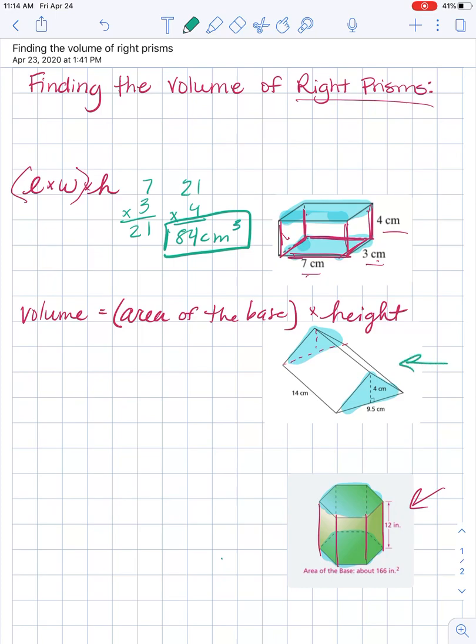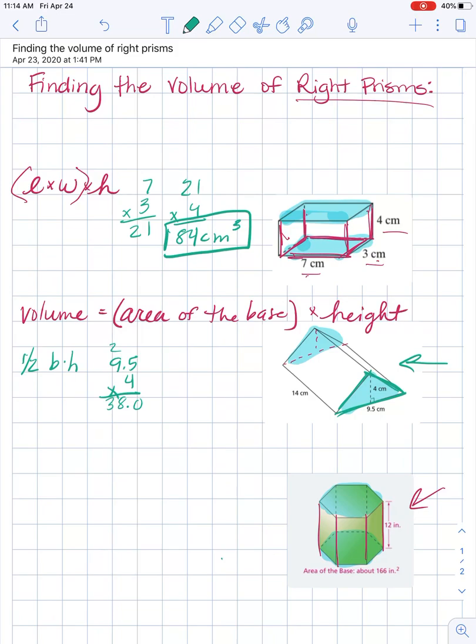Let's think about a triangular prism. How do we find the area of a triangle? Well, we do 1/2 base times height, right? That's how we find the area. So if we're finding the area of this base right here, we have to do 9.5 times 4. And when we do that, we get 38. Okay, we get 38, but we have to take half of it, right? That would be the area if this were a square. This is not, it's a triangle. So we're going to take half of that.